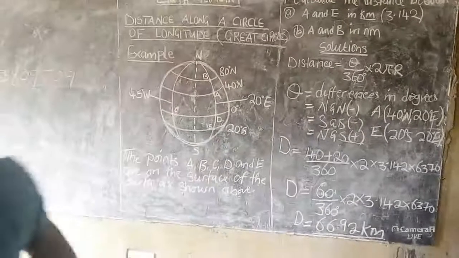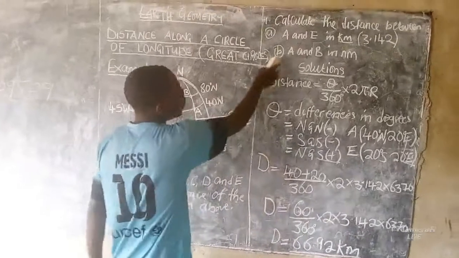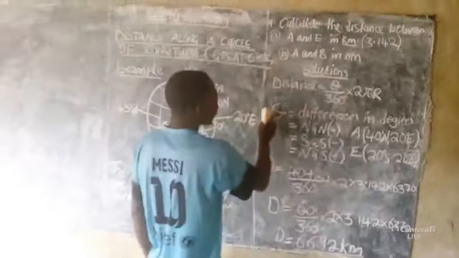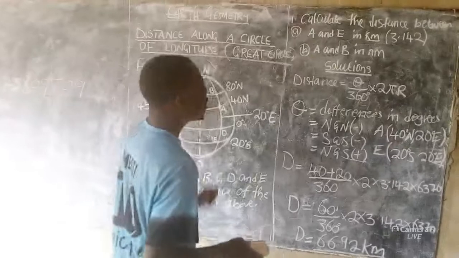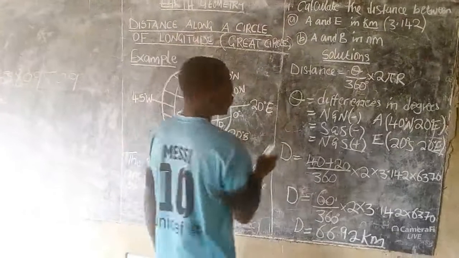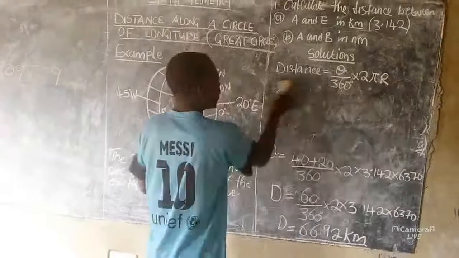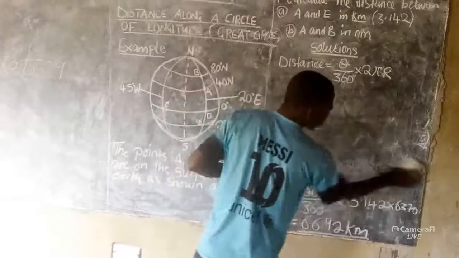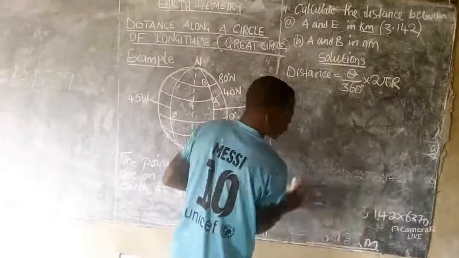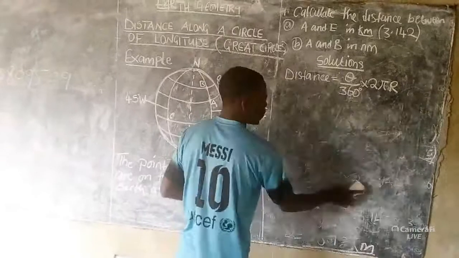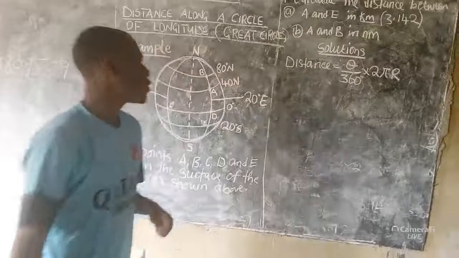We go to distance now, in nautical miles. We go in nautical miles, A and B. So we talk about A and B in nautical miles. Okay, so let me remove everything here.